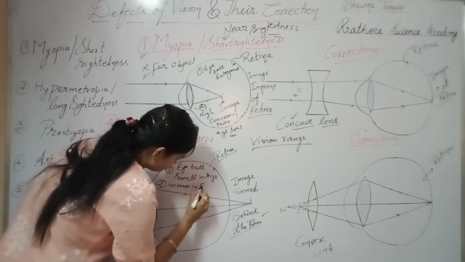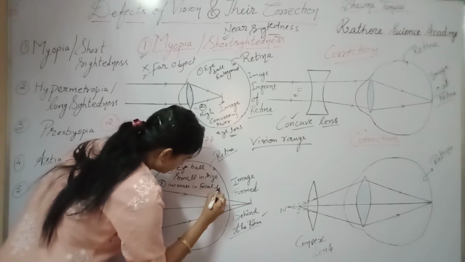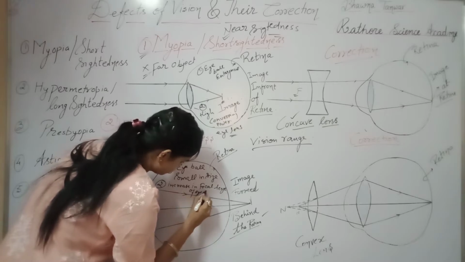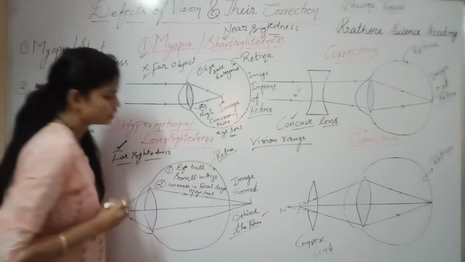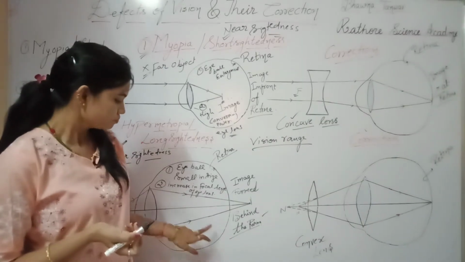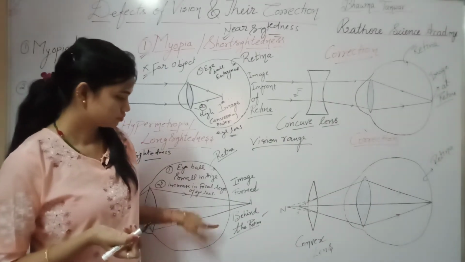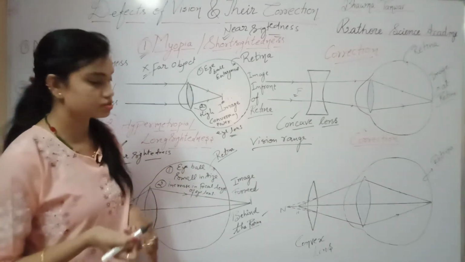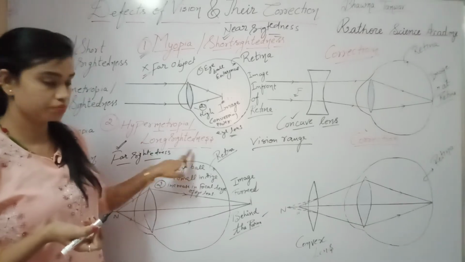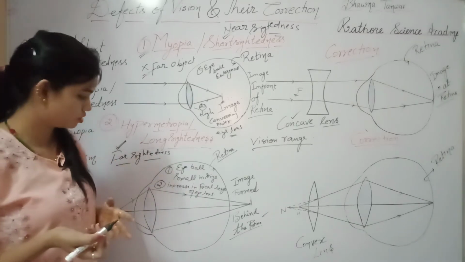So there is an increase in the focal length of the eye lens, right? That's why the far object is very clear, but the near object we are not able to see.